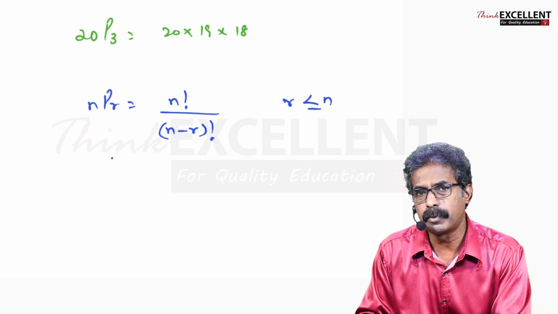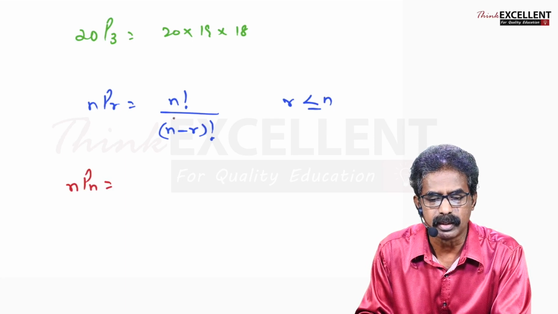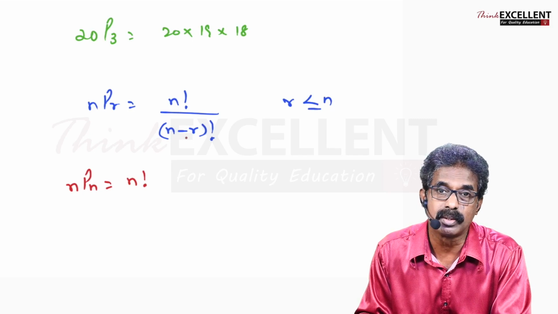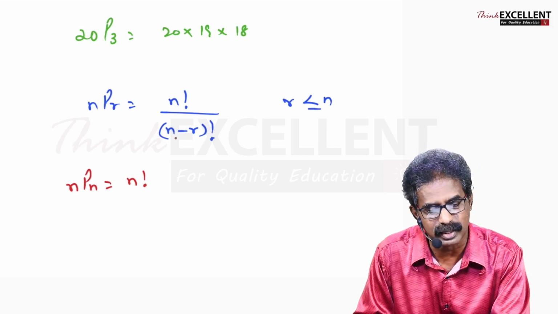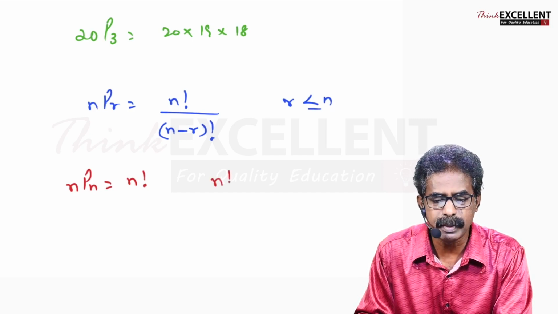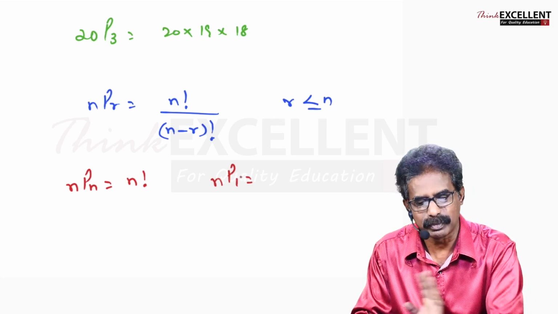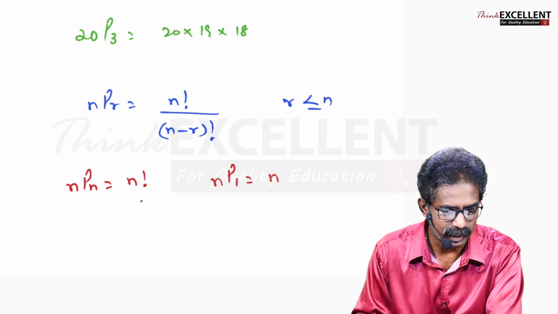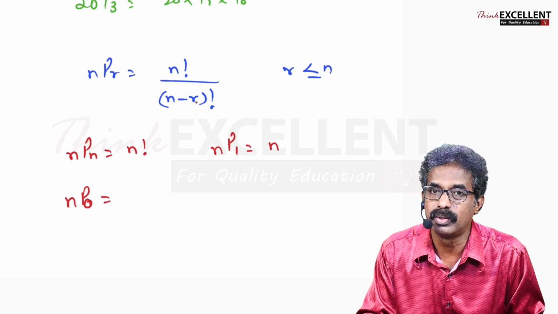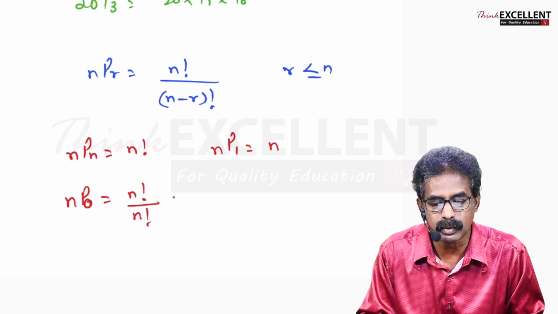Now instead of r, if I put n, so nPn, what is that? n factorial. In the denominator, for r you give n: n minus n is 0, 0 factorial. What is 0 factorial? 1. So n factorial by 1. So nPn, the answer is n factorial. What is nP1? Use this method. Start with n, write 1 term. That's all. So nP1 is equal to n only. What is nP0? For r you put 0. Numerator is n factorial, denominator is n factorial, cancel, you are getting 1.